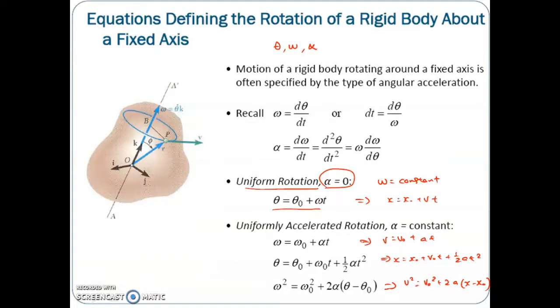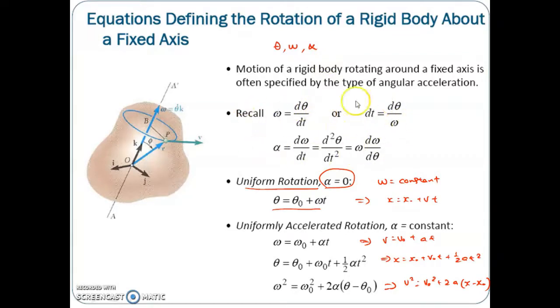We also derive the kinematic equations defining the rotations of a rigid body about a fixed axis. So it's similar to what we have derived earlier in kinematics of rectilinear motions, so now it's in rotations. The position now is referring to the theta angular coordinate. Then the velocity component is omega, angular velocity. The acceleration parameter now is replaced by alpha, angular acceleration.